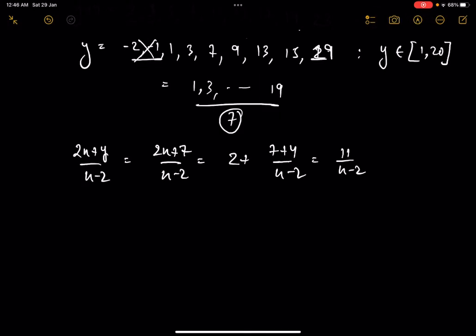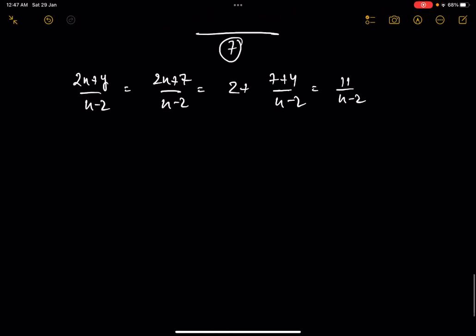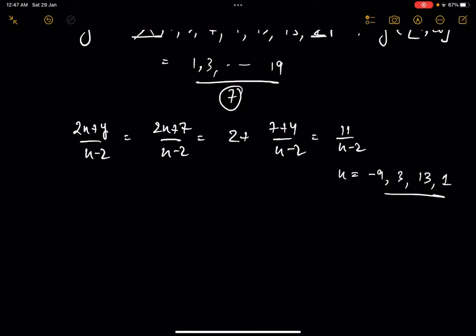We have to check that only 4 integers of n satisfy this. So we can say that n here satisfies at minus 9, then we have 3, then we have 13, and also we have 1 here. So only these 4 numbers satisfy this, which means 7 is one of the answers. Like this, if you want, you can recheck all these numbers, they all satisfy.